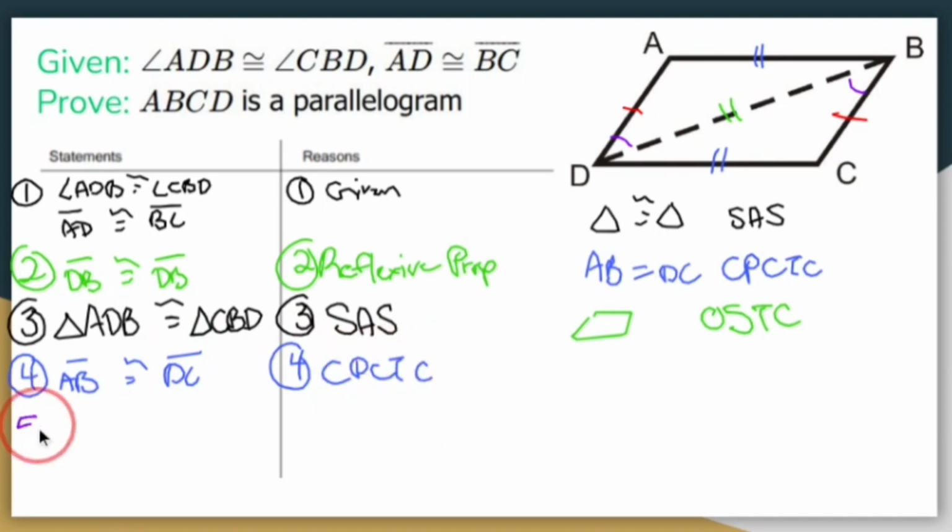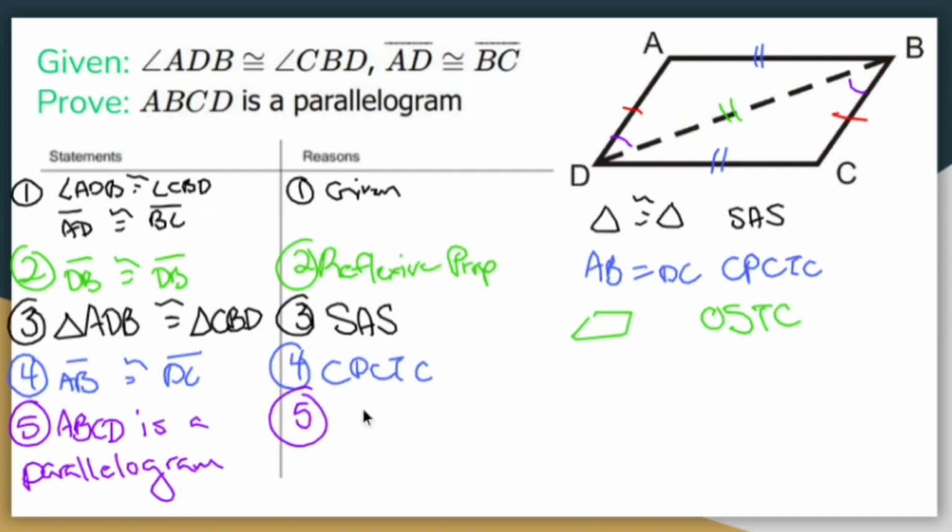Last but not least, these sides are congruent. We were told these sides are congruent. That was part of our given. So opposite sides are congruent. Therefore, ABCD is a parallelogram. And the reason for that is the opposite sides theorem converse.